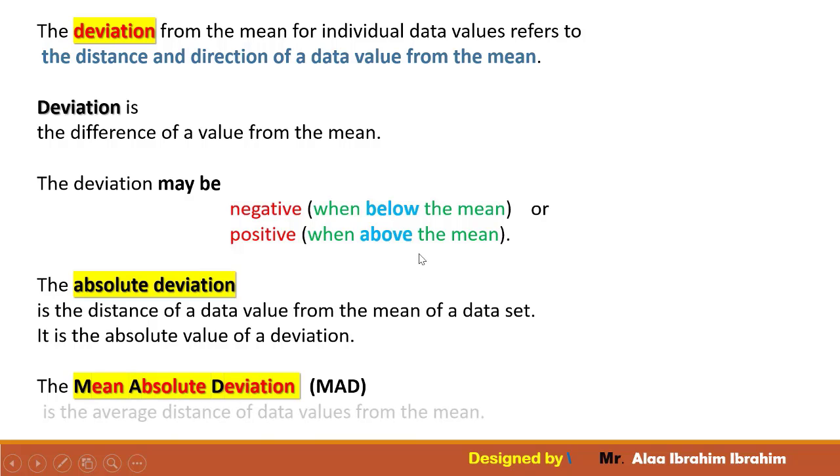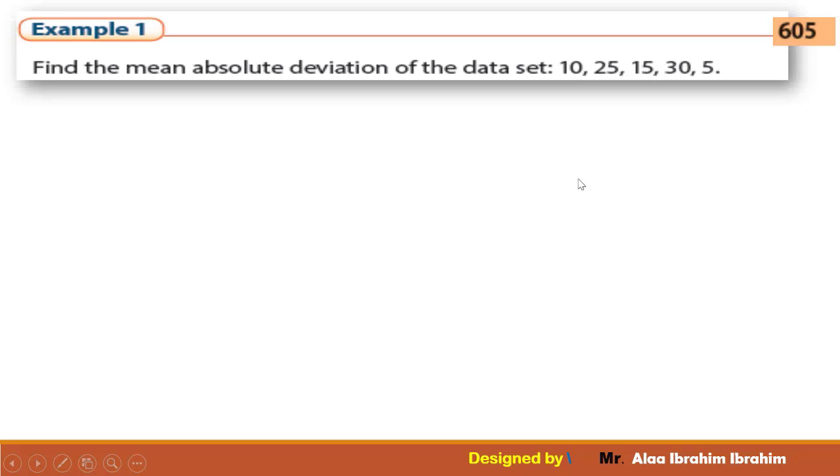You can see our example of how we deal with this on page 605. Most of the time we're dealing with 5 values or 4 values. If we have many numbers, that is just for practicing. Example 1: find the mean absolute deviation of the data set 10, 25, 15, 30, and 5. So we have 5 values: 1, 2, 3, 4, 5.